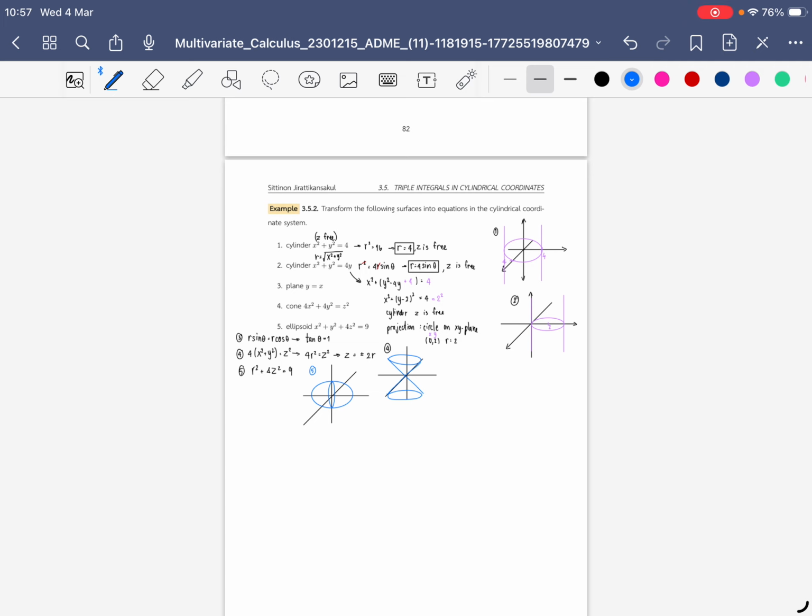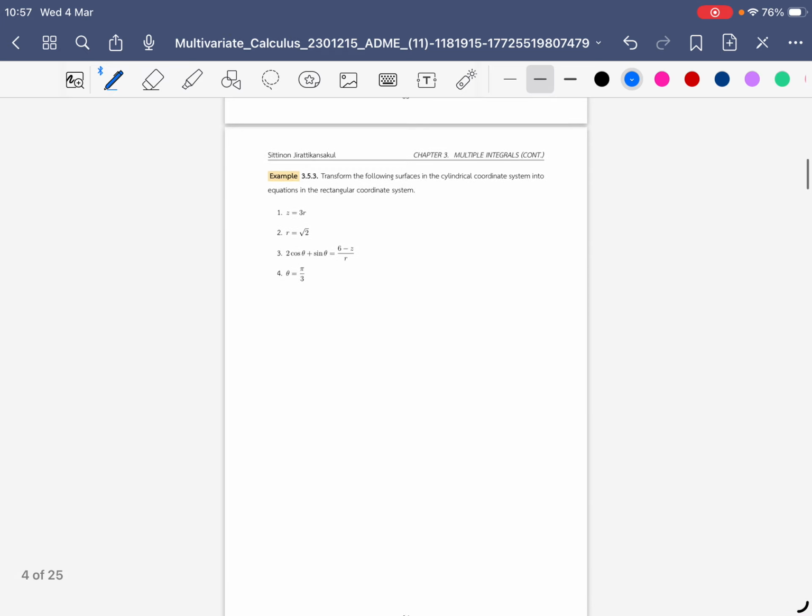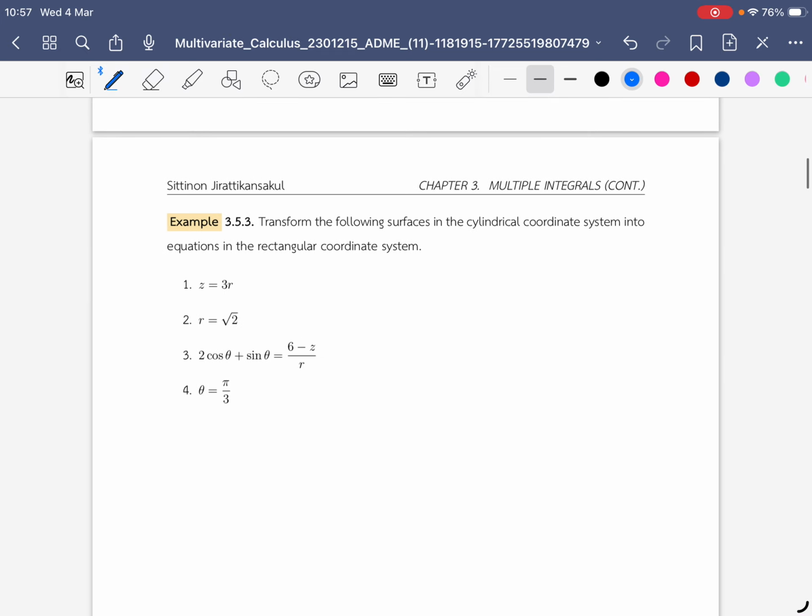So on the other hand, from the equations from cylindrical coordinate system, you can change it to rectangular coordinate system. This I will not focus that much, because in practice you're going to see equations where everything is written in terms of rectangular coordinate system, and then you are supposed to change it to the cylindrical coordinate system. But I'll just do a few of these, to remind you what the surfaces look like.